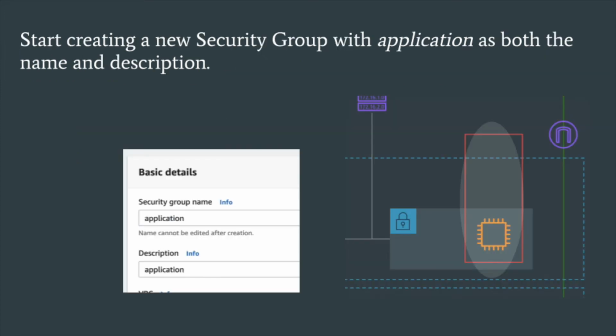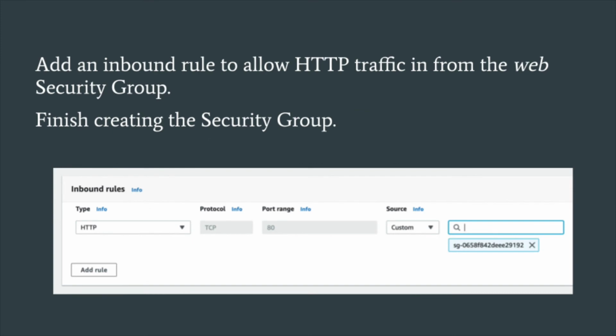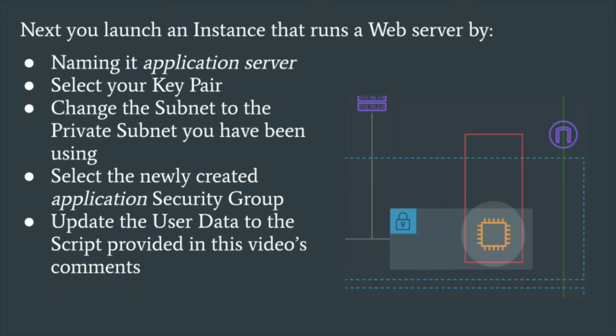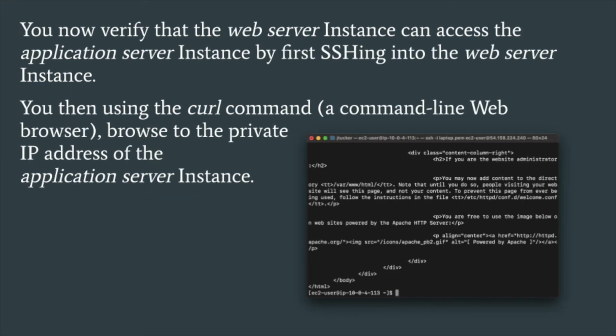Start creating a new security group with application as both the name and description. Add an inbound rule to allow HTTP traffic in from the web security group. Finish creating the security group. Next, you launch an instance that runs a web server with the provided properties. You now verify that the web server instance can access the application server instance by first SSHing into the web server instance. You then, using the curl command, browse to the private IP address of the application server instance.